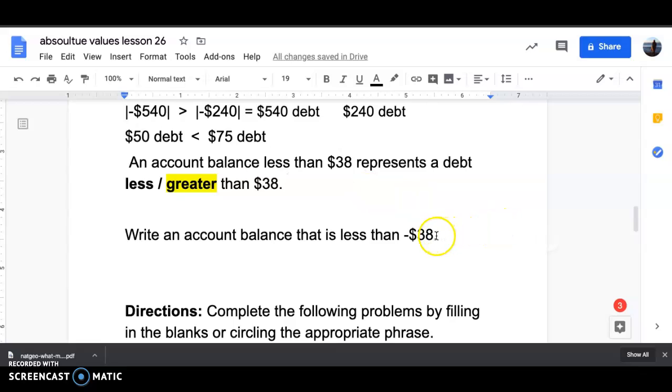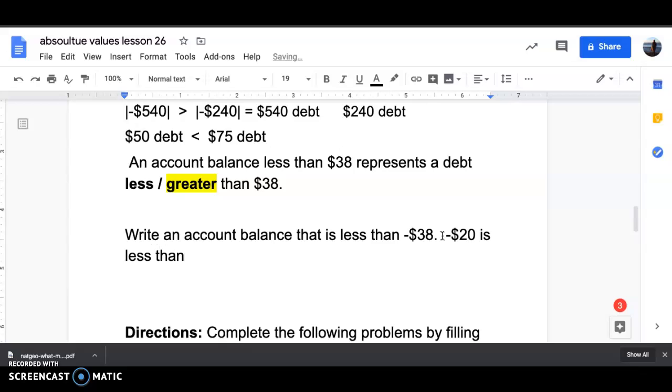Okay, so write an account balance that is less than negative 38. What's an account balance that's less than negative 38? It's not going to be negative 38. It's going to be anything that's negative 39 or lower. So we could say negative $20 is less than negative 38.